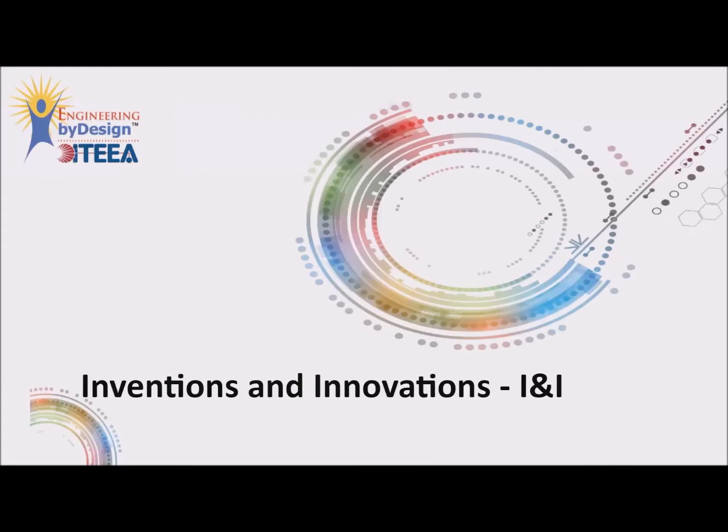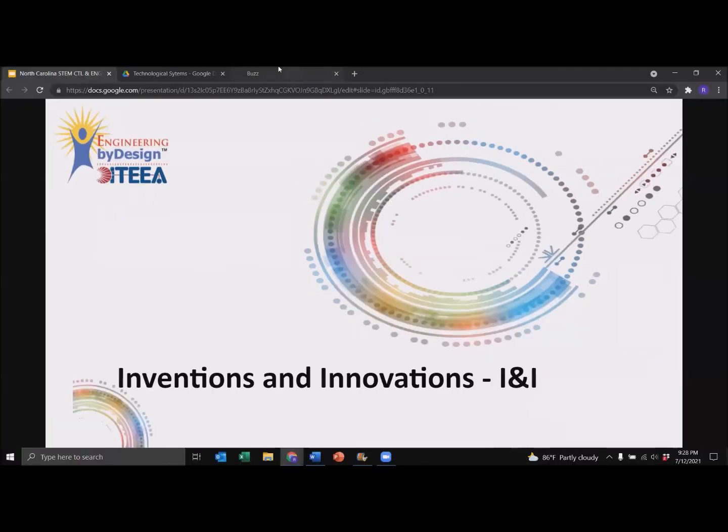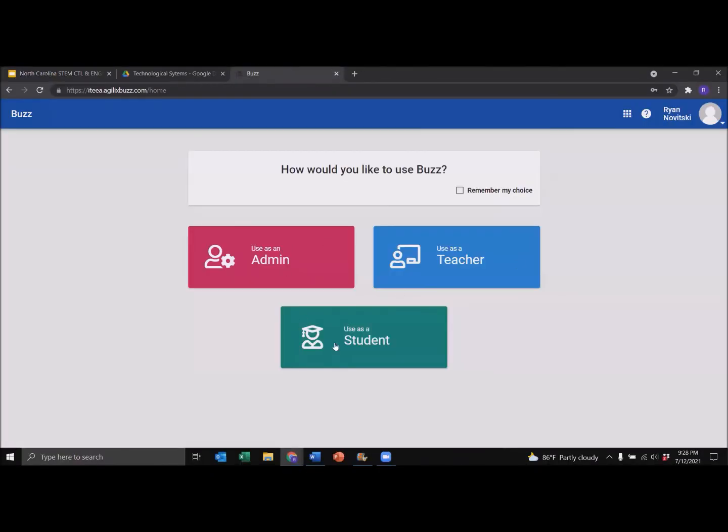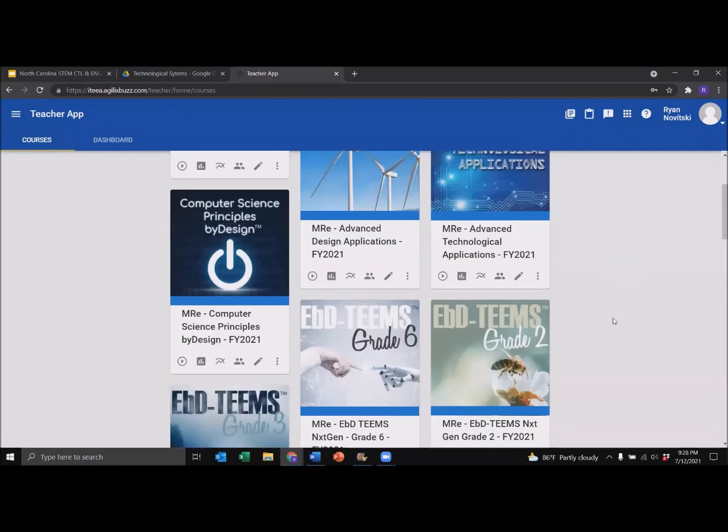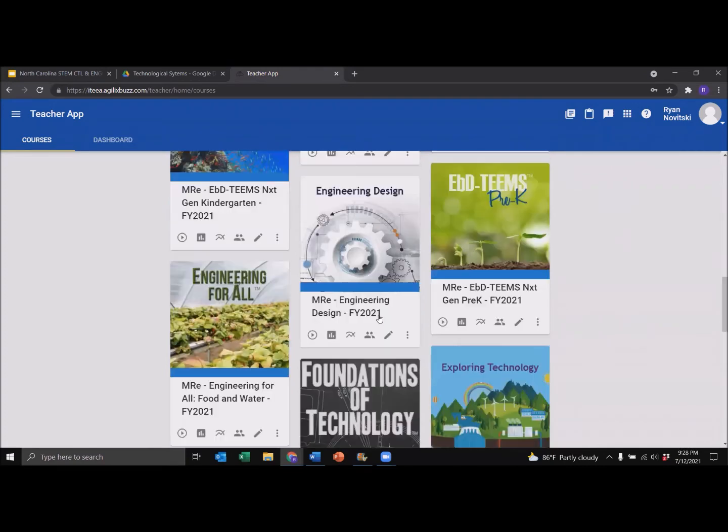One of our newly revised and rewritten courses is Inventions and Innovations. What's going to be different about our middle school content moving forward is the addition of preliminary and primary challenges. What it's going to look and feel like overall is what it looks like at the high school level.